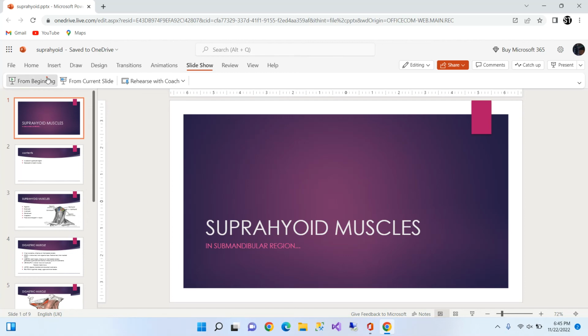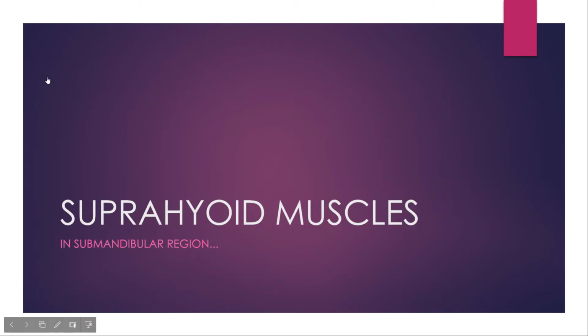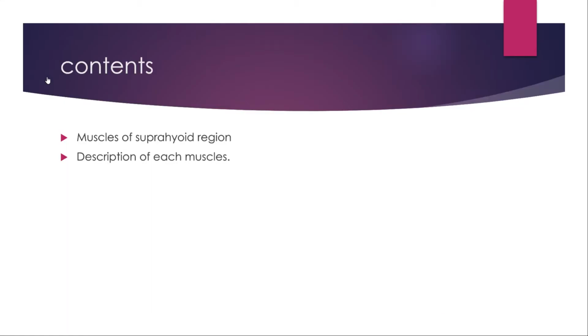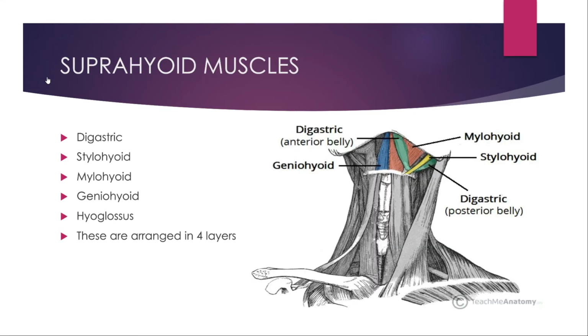Friends, now we are going to see about suprahyoid muscles. Suprahyoid muscles comprise 5 muscles. In this video we are going to see about these muscles and the description of each muscle. So suprahyoid muscles include digastric, stylohyoid, mylohyoid, geniohyoid and hyoglossus. These are arranged in 4 layers.